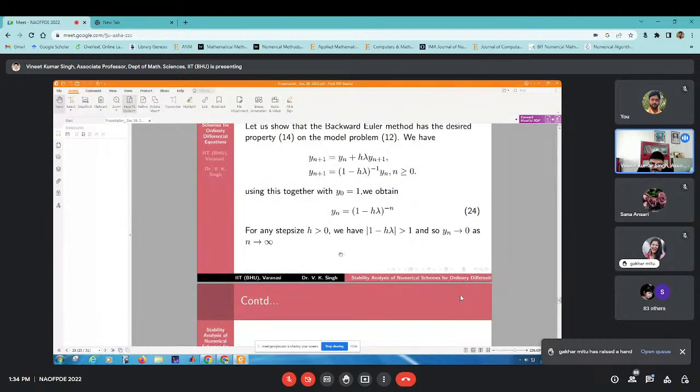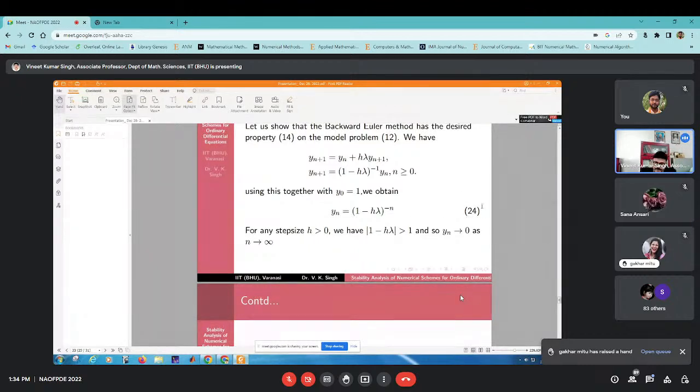So we have seen that for any step size s greater than 0, yn tends to 0, because 1 minus s lambda is always greater than 1. Why is it always greater than 1? Because lambda is negative. If you look, 1 minus s lambda, that will tend to 0 when n tends to infinity for any step size. There is no restriction on step size.